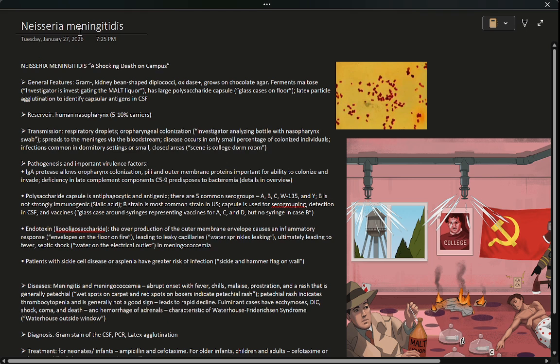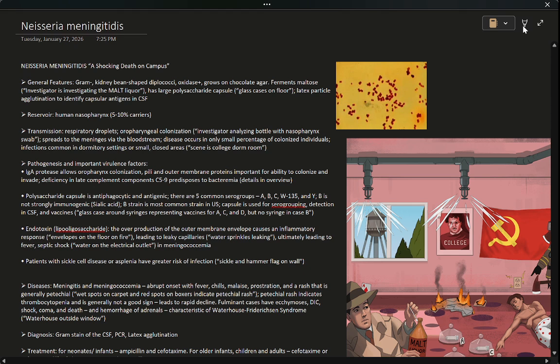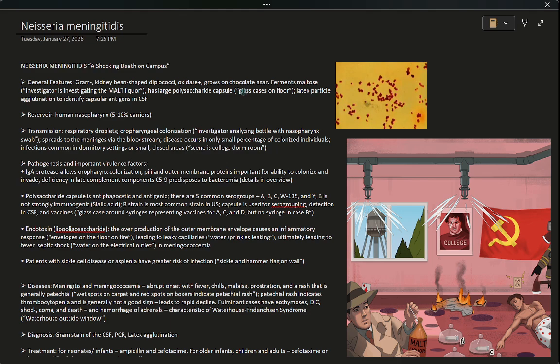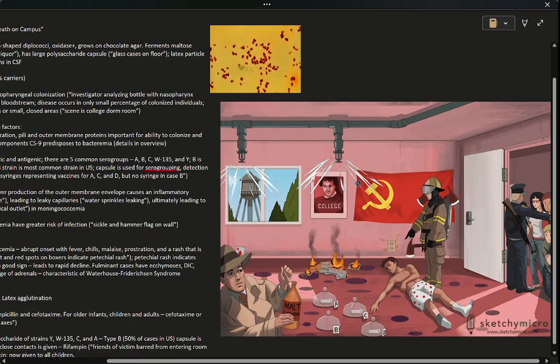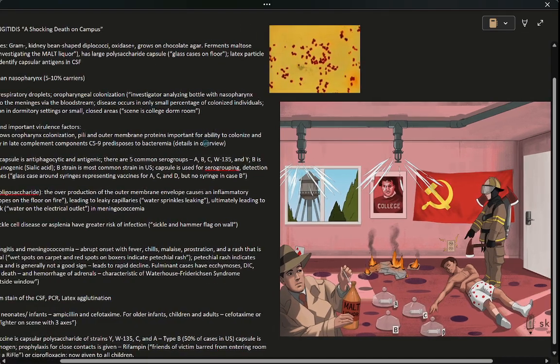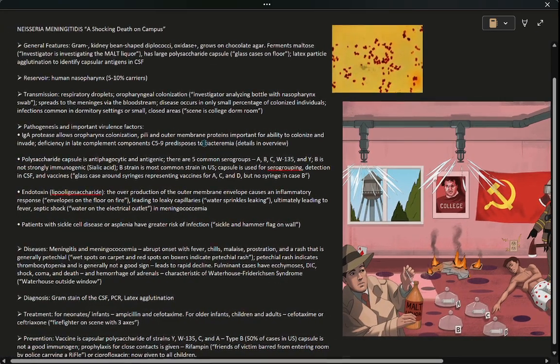of Neisseria meningitidis, which is a very problematic bacteria. So, to understand why, let's get started. And we're going to be using a sketchy image titled "A Shocking Death on Campus," which is the image over here for your reference to better understand the important principles associated with the Neisseria meningitidis.